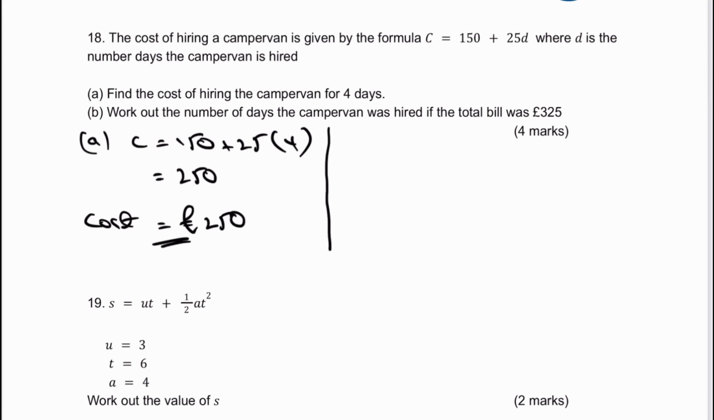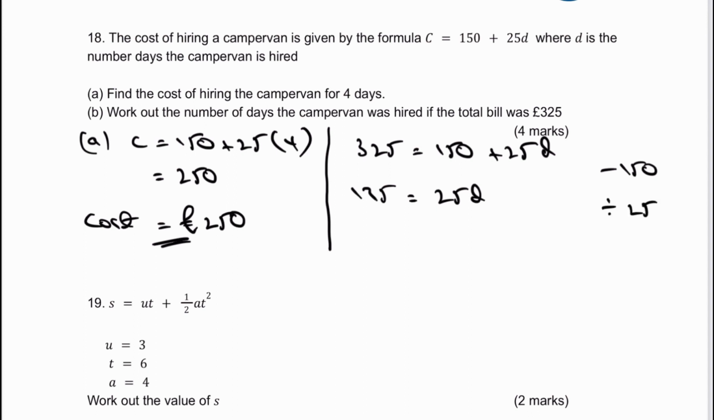So part B, we're going to use the same formula, but this time the cost is 325, so I've got 325 equals 150 plus 25D, and it's the D part of it that we're trying to work out. So what I'm going to do is use a little bit of algebra. If I minus 150 from both sides of the equation, I'm going to get 175 equals 25D, and then I'm going to divide by 25 to get my value of D, which is going to be equal to 7. Therefore it would be 7 days hire, and that's going to cost £325.